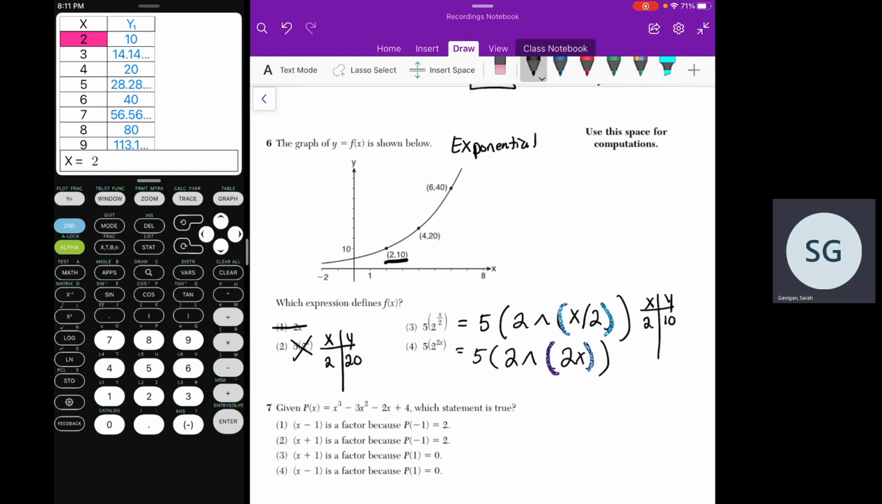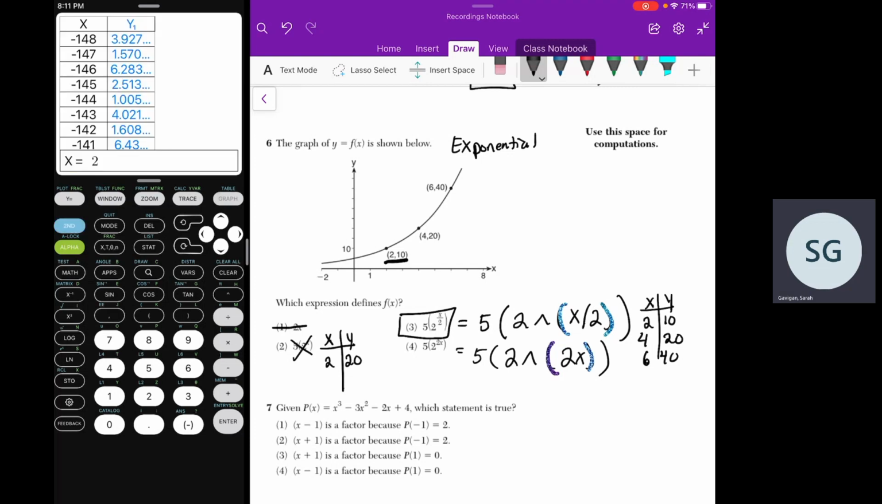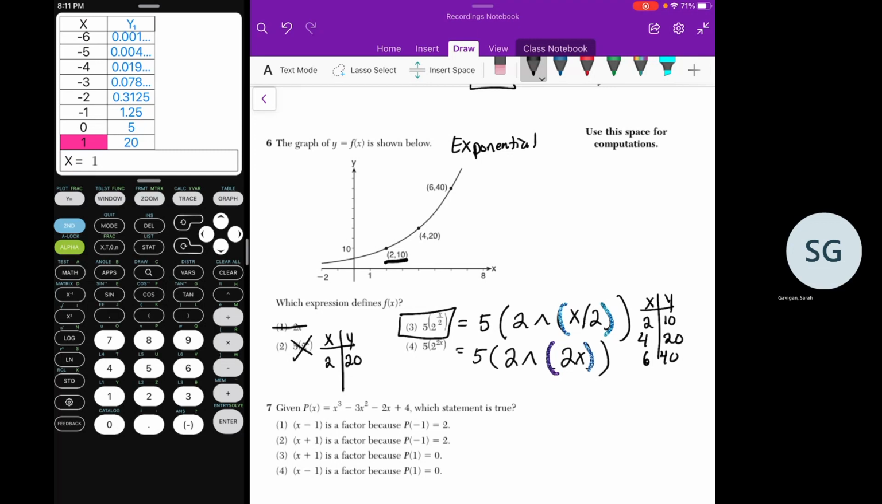I have 2, 10, that's good. I have 4 and 20, and I have 6 and 40. So this is the answer. A good test taker doesn't bail. We're just going to make sure. So again, I'm going to have 2 caret 2x. Make sure you're getting the same table of points.